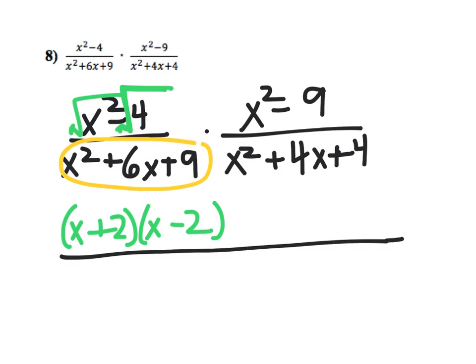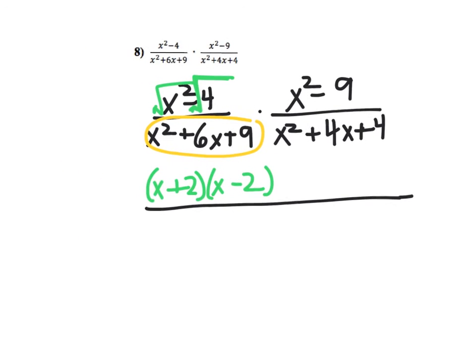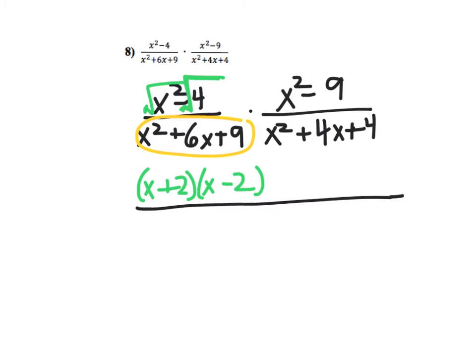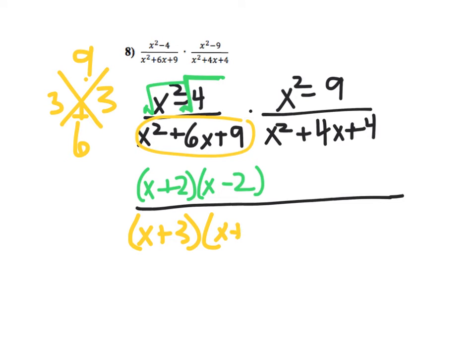For the second one, we have x squared plus 6x plus 9. I'm going to zoom out a little bit just so I have a little more room. For that one, we are going to go ahead and use the x method. So if I make my x, on top we're going to have 9, and on the bottom we have 6. So what can I multiply to get 9 and add to get 6? You're going to have 3 and 3. 3 times 3 is 9. 3 plus 3 is 6. So on the bottom, we have x plus 3 and x plus 3.